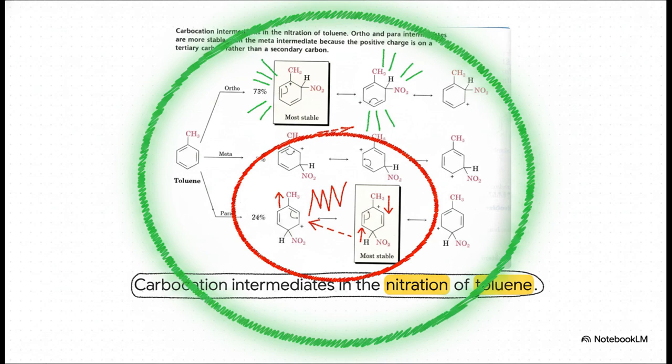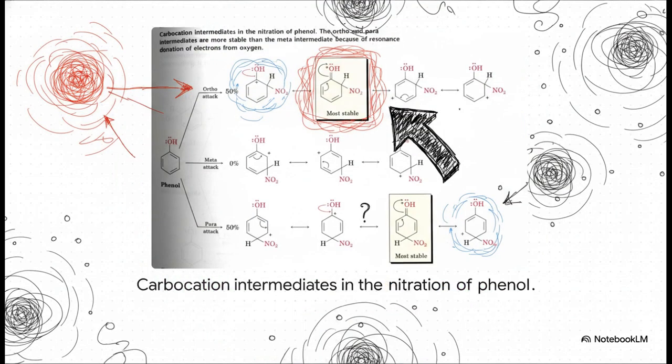But if it attacks the meta position right there in the middle, the positive charge misses that crucial tertiary carbon entirely. Now, this effect completely amplifies when we look at phenol, which has that highly electronegative oxygen from our opening question. Inductively, sure, oxygen pulls electrons away. But through resonance, it pushes its lone pairs right into the ring, massively outcompeting the induction.